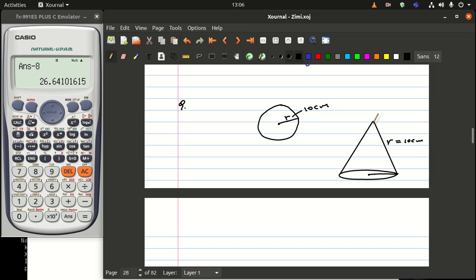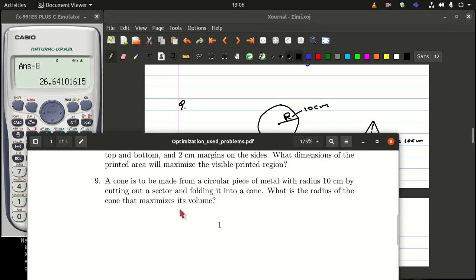Also we have a height here, and this height is just h. Let's, for good reasons, write this as capital letter R, the radius of the circle. In other words, the slant side of this is going to be R, so that the radius of the cone is going to be small letter r. And then let's go back to the question. A cone is to be made. What is the radius of the cone that maximizes its volume?